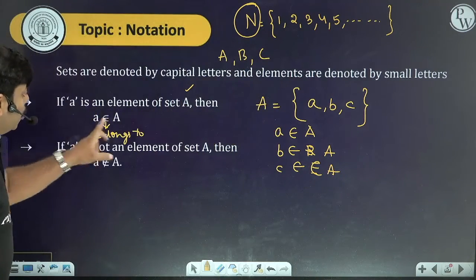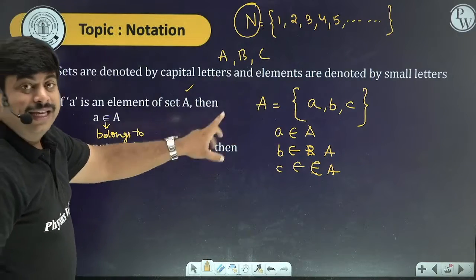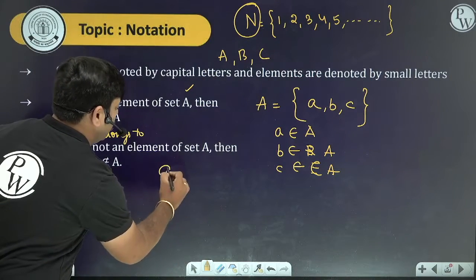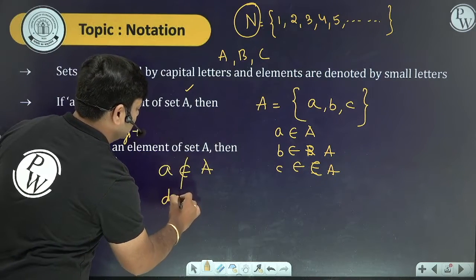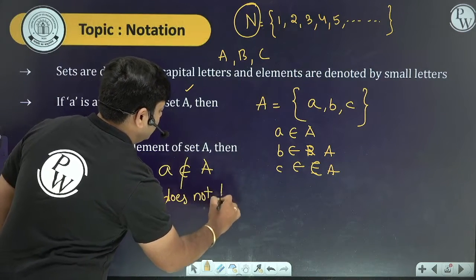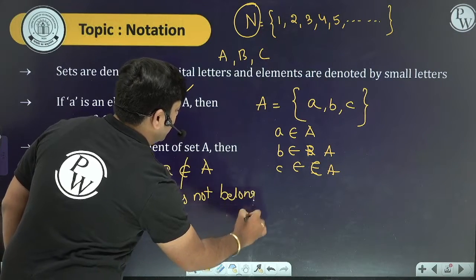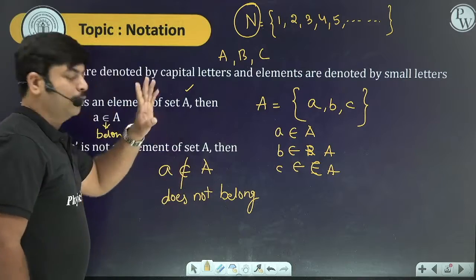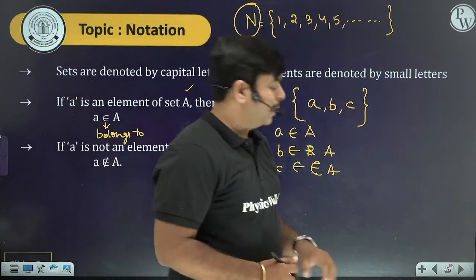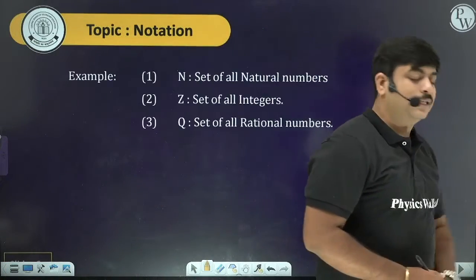And if a is not an element, then we say a does not belong to. This symbol is used for does not belong to. So we have discussed two notations here: belongs to and does not belong to. Now we will move forward. Let's see what all things we have in this.